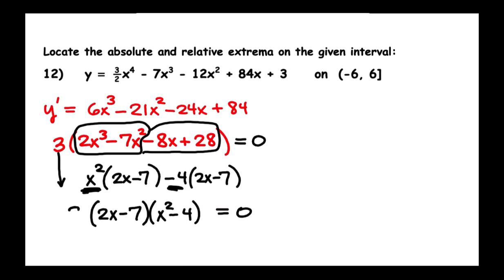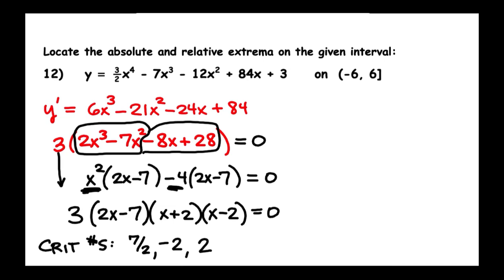And there's one more thing that we can do. That x squared minus 4 can be factored even more. That's difference of squares. That's x plus 2, x minus 2. So I'll put that in. Okay, so we're ready for some critical numbers. The critical numbers will be x equals 7 halves, 2, and negative 2.